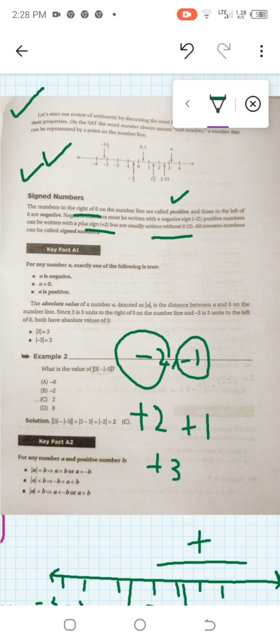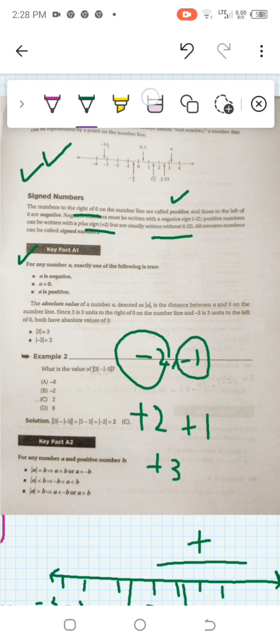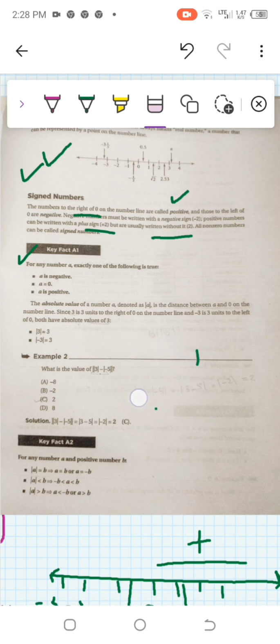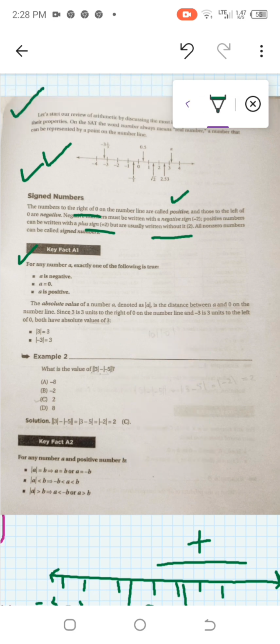जितने भी नॉन जीरो हैं, like only zero is the number, after that 2, 3, 4, minus 2, minus 3, these all are the signed numbers. So here we have key fact number 1. Let me explain this key fact number 1. For any number a, exactly one of the following is true. किसी भी नंबर के लिए कोई एक तो ट्रू होगा, आइदर वो नंबर नेगेटिव हो, या तो वो नंबर ज़ीरो हो, या तो वो नंबर पॉजिटिव हो.